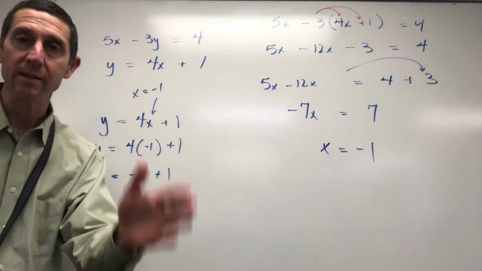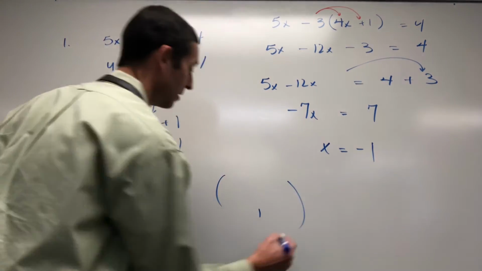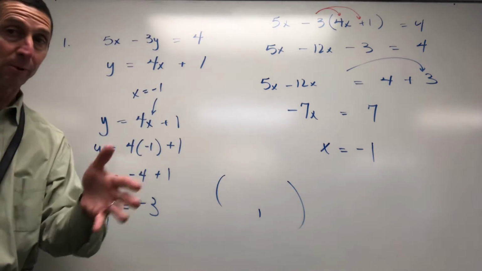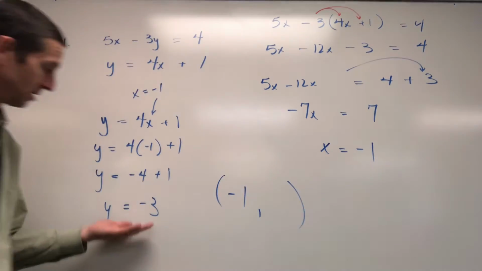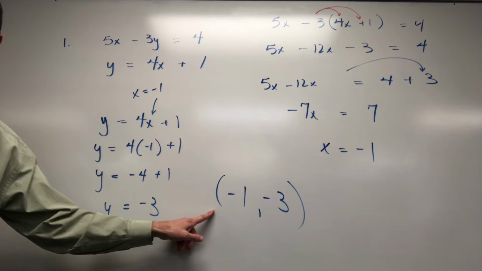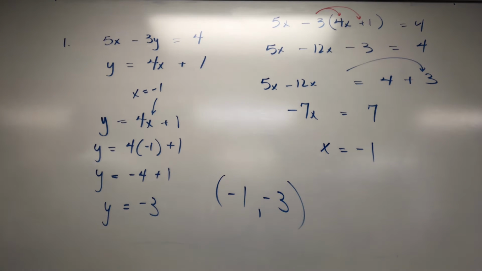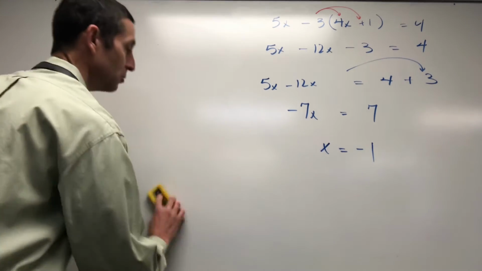You have to write this as an ordered pair. So ordered pair, you have an x coordinate, y coordinate. The x always goes first, -1. y goes second, -3. So that's how you write your final answer. Okay, solving by substitution. That was our first run at it. Let's take another move here.